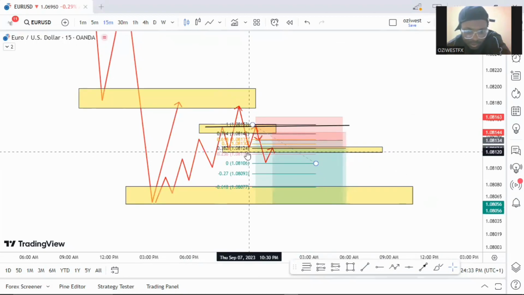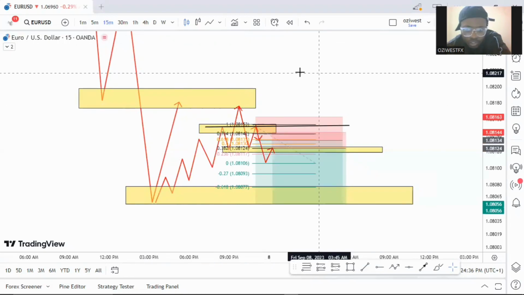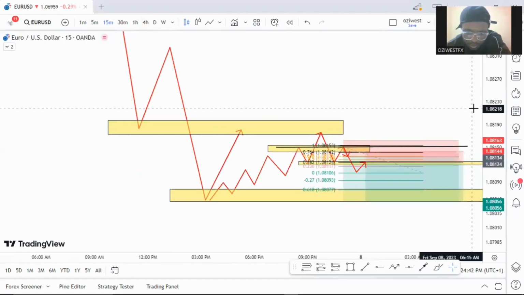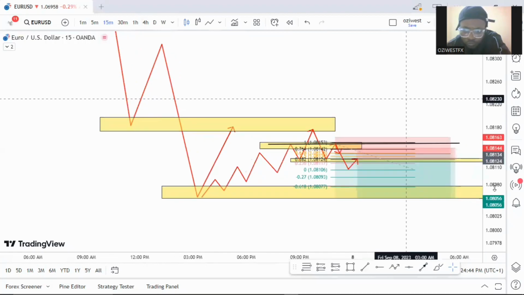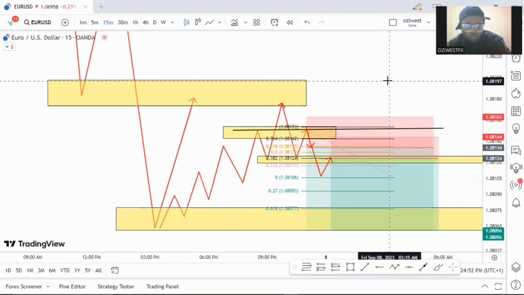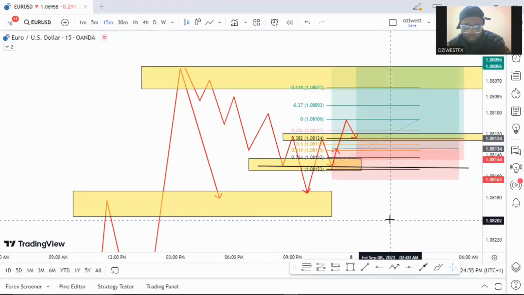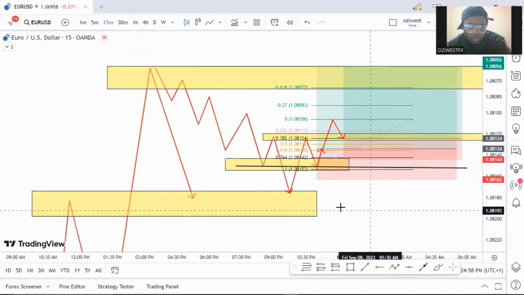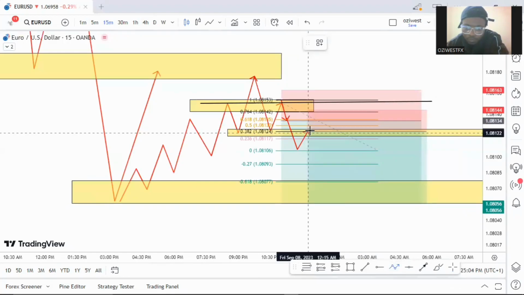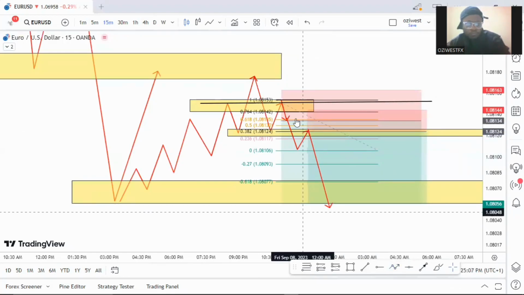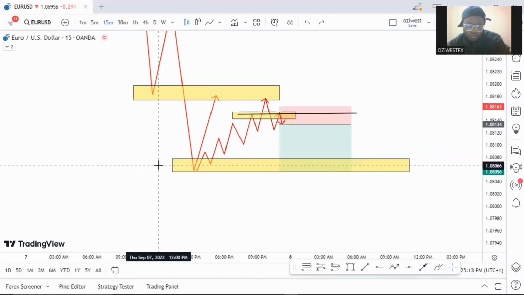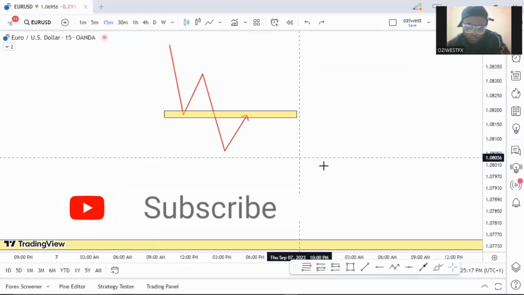So that's the way I use, or that's how I look for entries. Once price gets to a 4-hour or daily level of support or resistance, I'll go to the smaller time frame and look for these chart patterns. And if it's for a bullish market, it will be an inverted head and shoulder or a double bottom. So that's what I look out for when it comes to following the trend and all that good stuff.